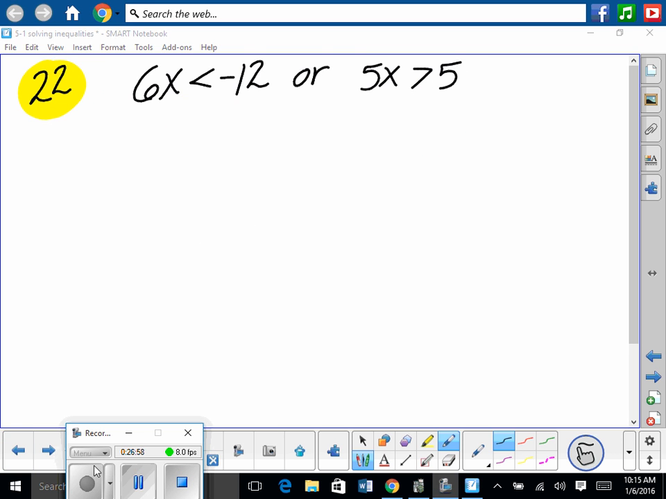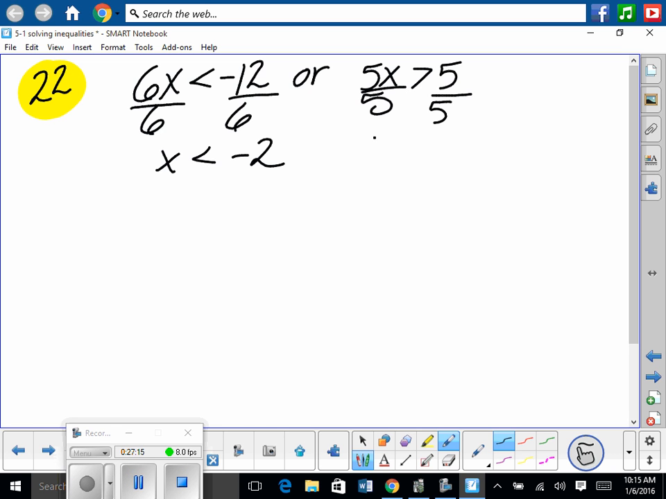Okay, 22 on the worksheet. If you don't want to listen, that's fine. We're doing this compound inequality: 6x is less than negative 12, or 5x is greater than 5. So you just solve individually. I have x is less than negative 2, and then I solve this one, and x is greater than 1. Now, or is friendly, either one gets to come on our number line. That's all part of the answer.